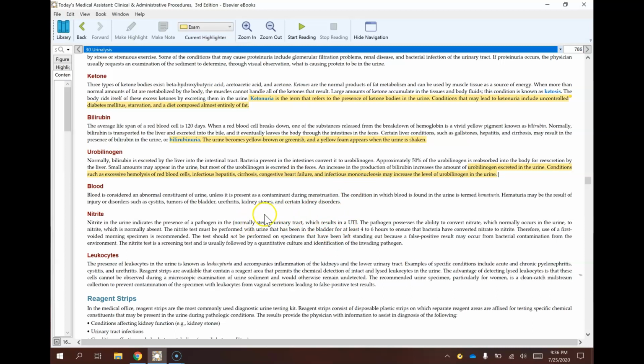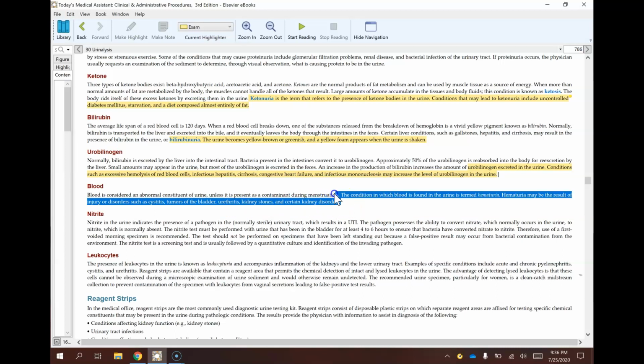Blood in the urine. You're familiar with the fact that something like a menstrual period could put blood in the urine, but other things that might cause hematuria could be cystitis, bladder tumors, kidney stones, and other kidney disorders. So normal things like menstrual blood, however, a lot of abnormal things.